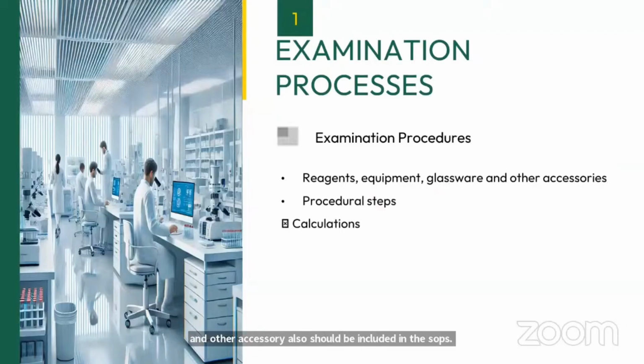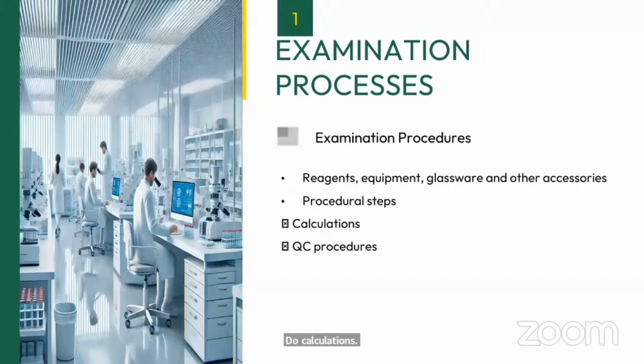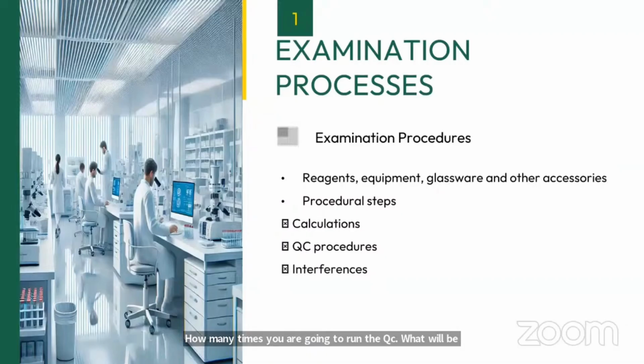Procedural steps, calculations: we have to perform certain calculations many times to come to a correct result. So those calculations, the QC procedure, what specific QC procedure you are going to follow, how many times you are going to run the QCs, what will be your acceptance criteria for QCs, what will be your rejection criteria, all those should be included in your procedure.